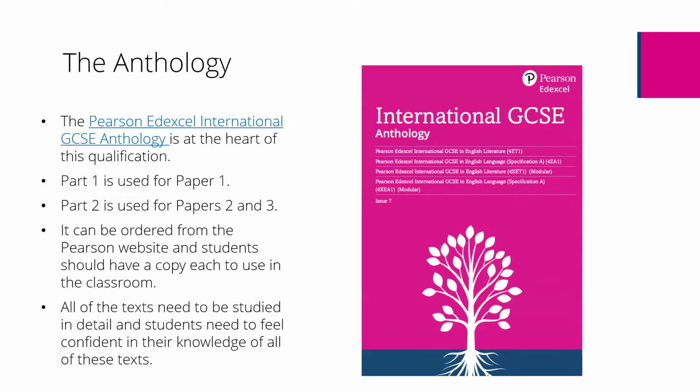So talking about the anthology, this is issue 7 of the anthology, and always, of course, make sure that you're working with the latest edition of the anthology. We talked a little bit about this on Monday, but if you're only attending today's session, you won't have seen that. But the anthology is at the heart of the qualification. So part 1 of the anthology is used for paper 1. Part 2 of the anthology is used for paper 2 or for the coursework. There is a part 3 of the anthology that's used for the literature. So just be aware, if you're doing the 4ET literature, that's why that part 3 is there.